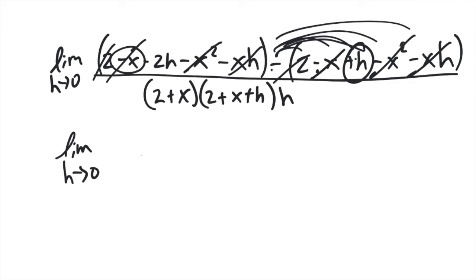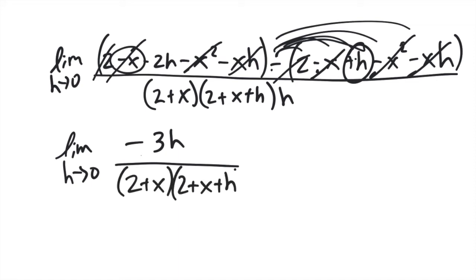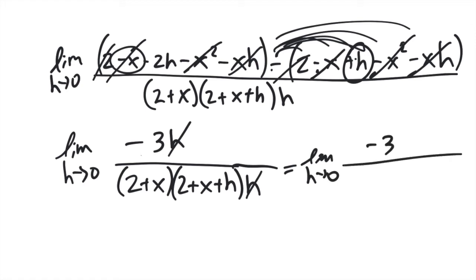So you should get something like minus 3h all divided by 2 plus x times 2 plus x plus h all times h. And notice, it's kind of like what we had before where everything on the top has an h in it. And fortunately, we didn't distribute and combine anything on the bottom. We just kind of left that, which is always a good practice in these, by the way. Go ahead and divide by h on top and bottom now. And now you have something like the limit as h goes to 0 of negative 3 over 2 plus x times 2 plus x plus h.